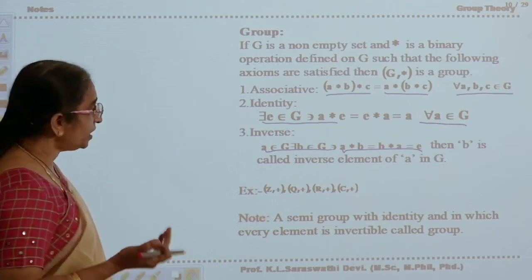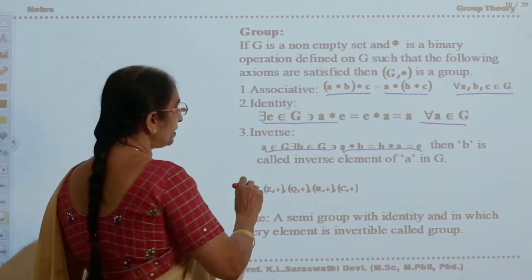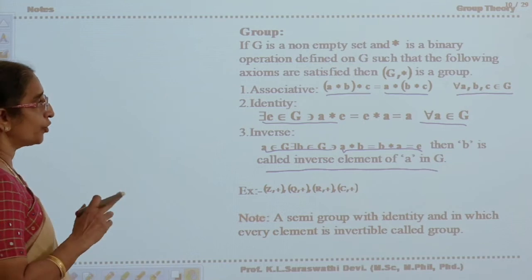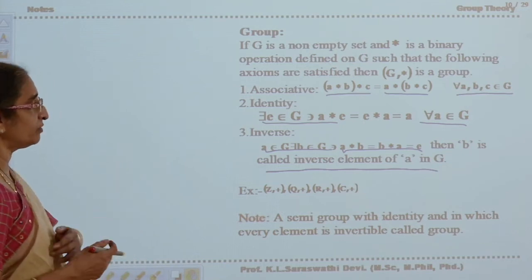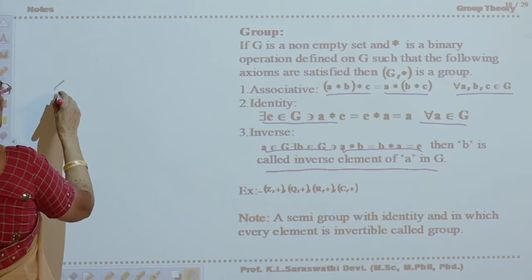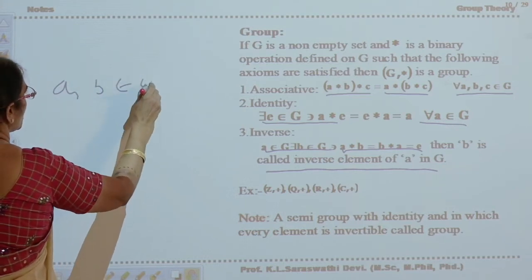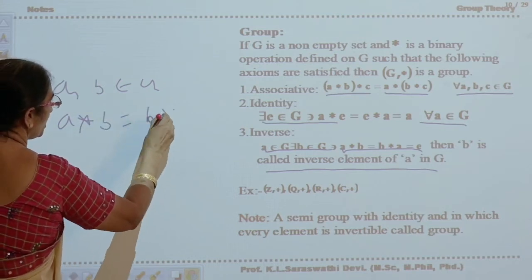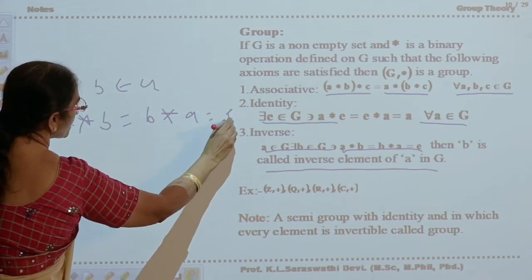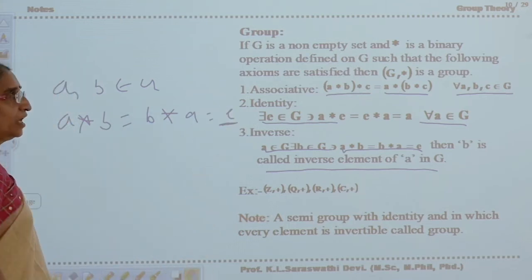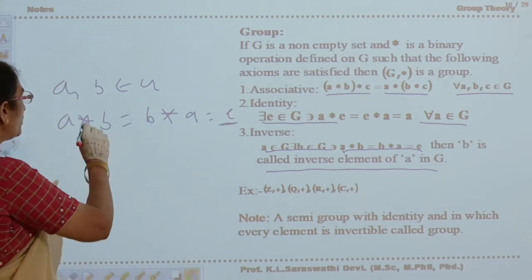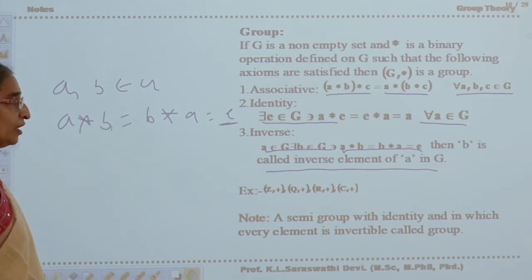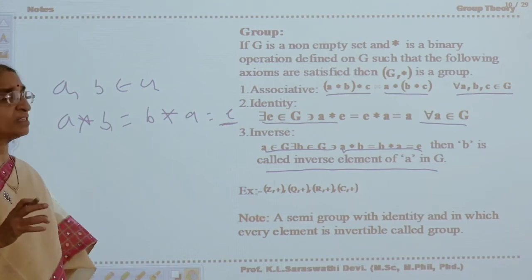Now, here in a monoid, if every element is having its inverse, then you will say that it is a group. Now, what is inverse? Suppose A comma B belongs to G, A star B is equal to B star A is equal to E. What is E? E is the identity element. Then you will say that B is the inverse of A, and A is the inverse of B. Okay.